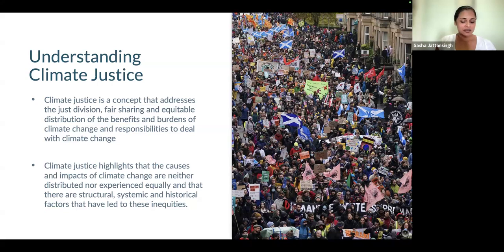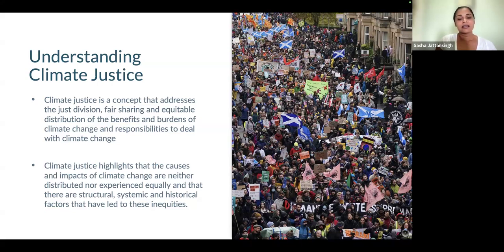And now climate justice really turns this logic of thinking of climate change as a physical or environmental problem and focusing on technical solutions mainly, it really turns that on its head. And it exposes the fact that the causes and effects of climate change are much more complex and require more nuanced and inclusive approaches. So climate justice really addresses the just division, fair sharing, and equitable distribution of the benefits and burdens of climate change and the responsibilities to deal with climate change.